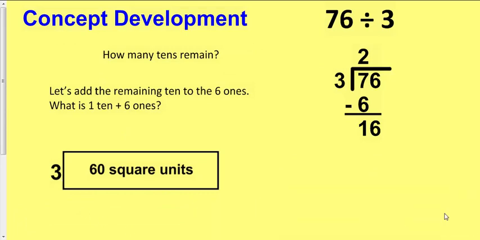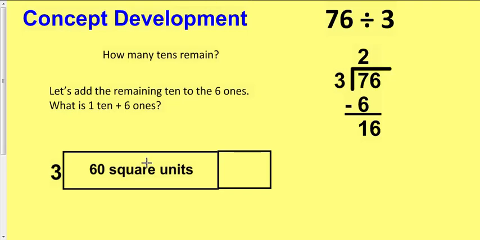Okay, so now I'm thinking to myself, how many 3's are in 16? So I know 5 times 3 is 15. So I'm going to extend my rectangle. And I'm going to go ahead and label this. Let's go back up here and let's label this.